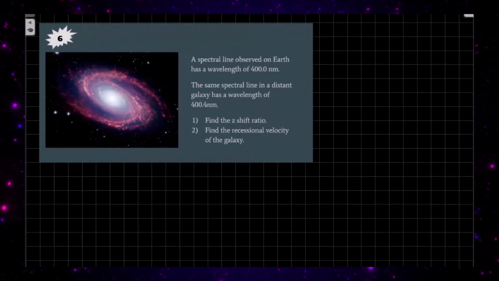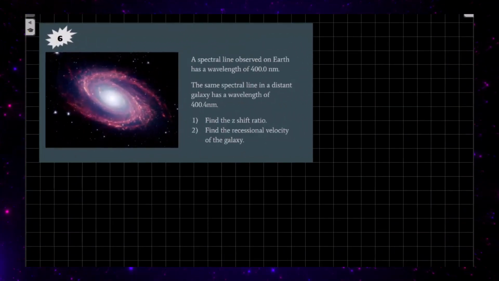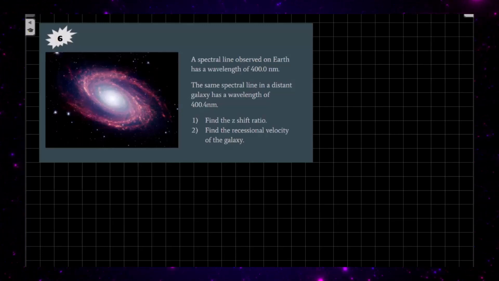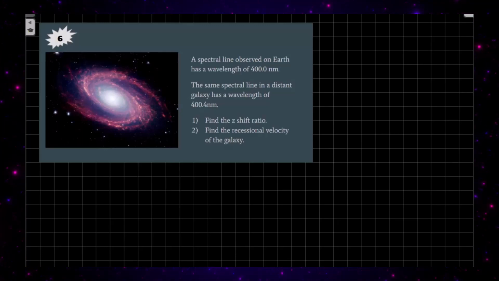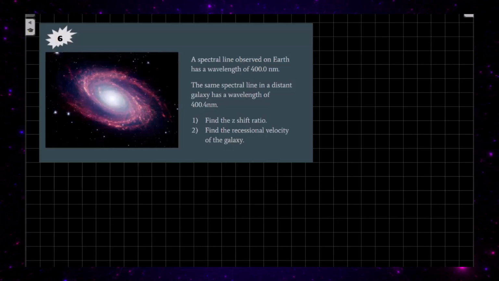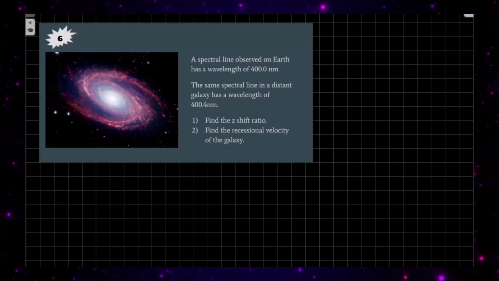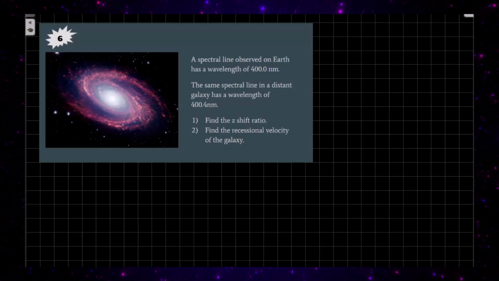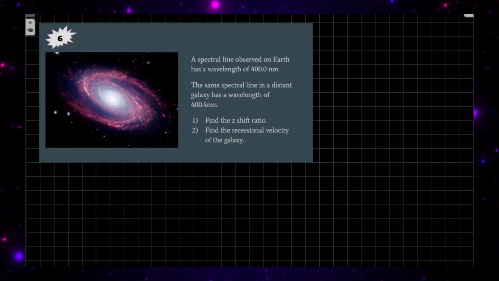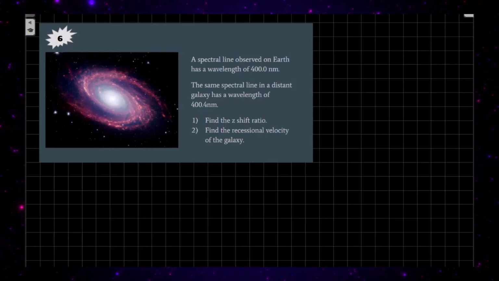In this question, you're told that a spectral line observed on the Earth has a wavelength of 400.0 nanometers. That same spectral line observed in a distant galaxy has a wavelength of 400.4 nanometers. So the wavelength we see has in fact been stretched, it's been made longer, or as we say, it's been red shifted. And that tells us, according to the Doppler effect, that that galaxy is moving away from us.